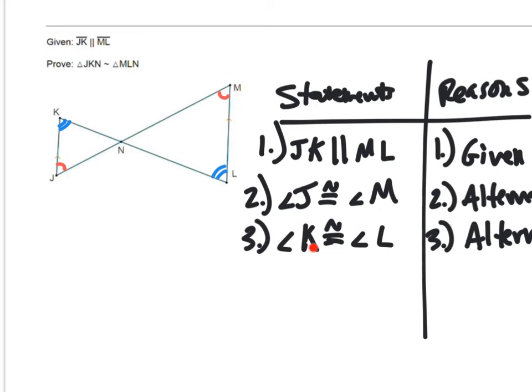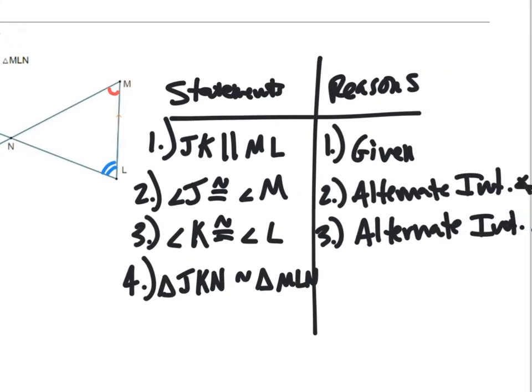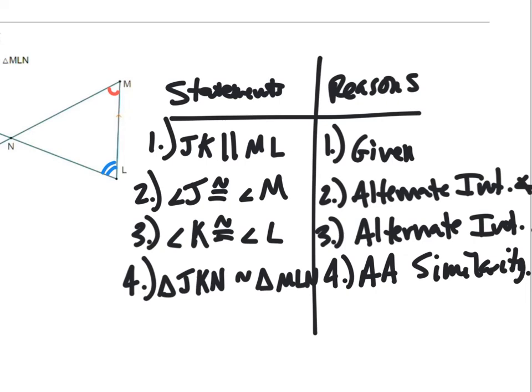And then the last statement that I want to make is my proof statement, that I have two pairs of angles that are congruent. And so my fourth statement is that triangle JKN is similar to triangle MLN. The reason why I can make that statement is because of the angle-angle similarity.